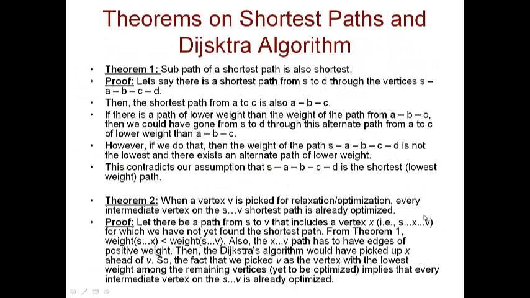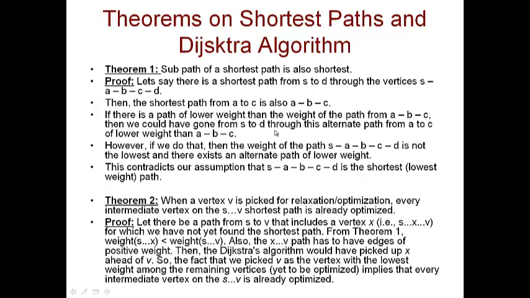So when it picked V, it means every other vertex that has not yet been optimized has an estimate of the weight of the shortest path either equal to the weight of the path to V or more than the weight of the path to V. So if X has not yet been optimized, the weight of the shortest path to X should be greater than or equal to the weight of the shortest path to V. It cannot be less than this.